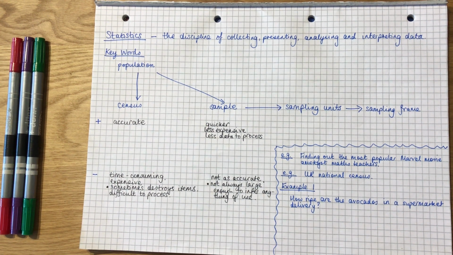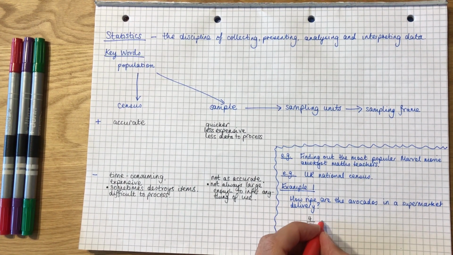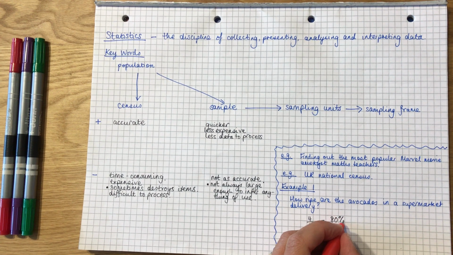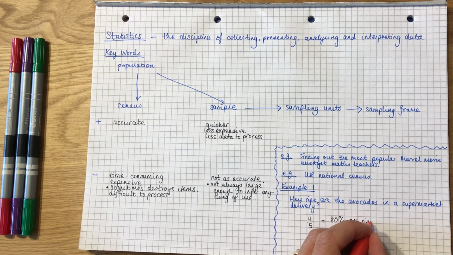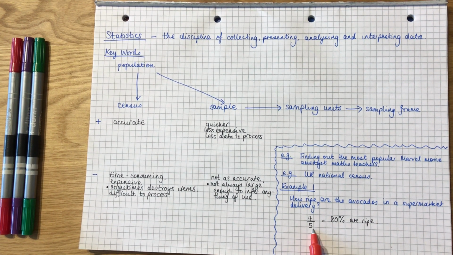So, in part B, it says that the supermarket tests a sample of 5 avocados and finds that 4 of them are ripe. So 4 ripe out of 5. So they're saying they think that 80% of the avocados in the delivery are ripe. Now, how do we know if this is an accurate estimate or not? Well, we don't really. The only way we could get any more information is by taking a larger sample. So instead of taking 5 avocados, we could take 10 avocados, and that would give us a better estimate. But like I said before, it depends on the size of the delivery and how many avocados you're prepared to sacrifice.